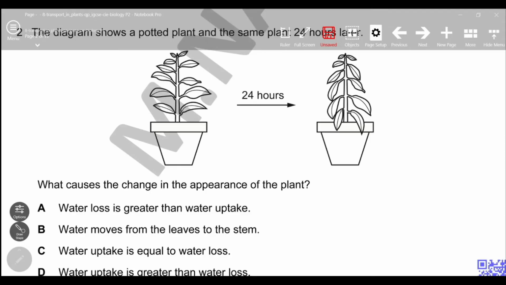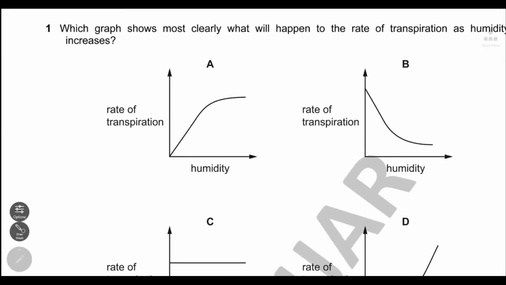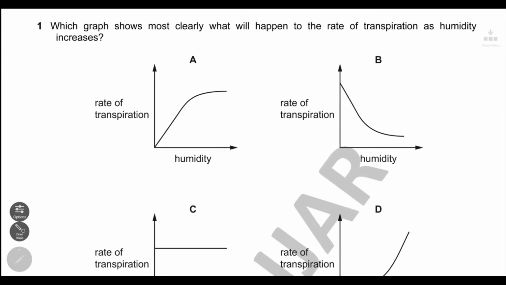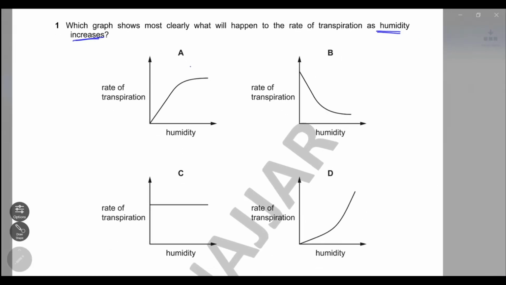The first question says, which graph shows most clearly what will happen to the rate of transpiration as humidity increases? Here he is focusing on one factor, which is the humidity. What will happen when the humidity increases? So we have four choices here, A, B, C, and D.